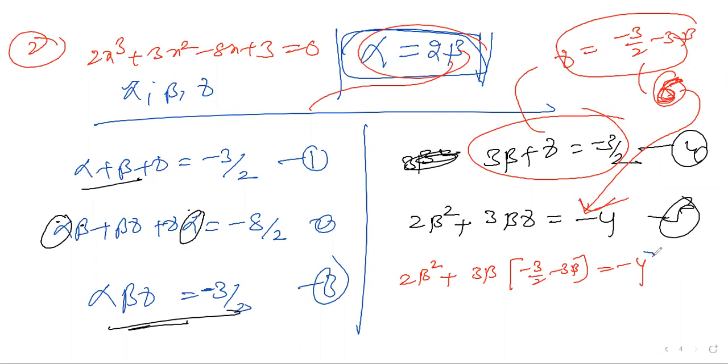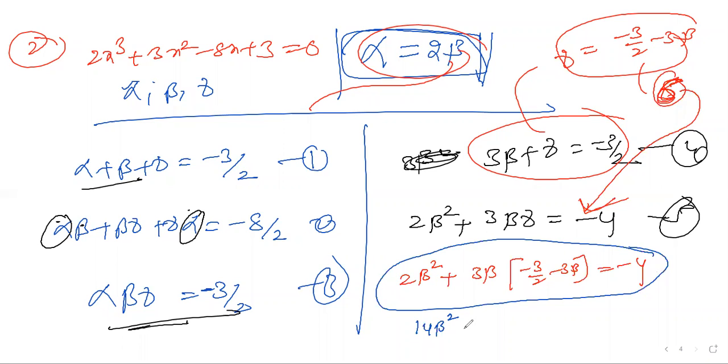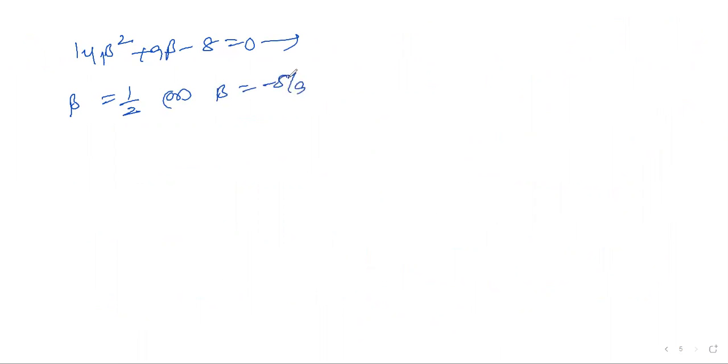Now this is a single variable. After you simplify this equation completely in beta, you are going to get 14 beta square plus 9 beta minus 8 is equal to 0. I am writing the answer directly. This is a second order equation in terms of beta. Now let us try to solve this equation: 14 beta square plus 9 beta minus 8 is equal to 0. After solving this, the answers are beta is equal to 1 by 2 or beta is equal to minus 8 by 9. You have two options. So let us take the first case. Beta is equal to 1 by 2 means what is the value of alpha?